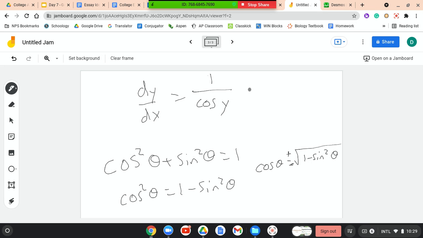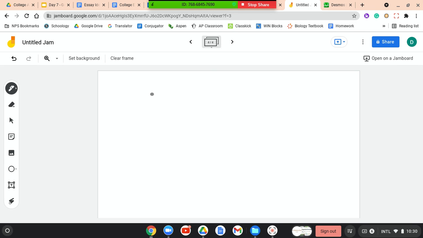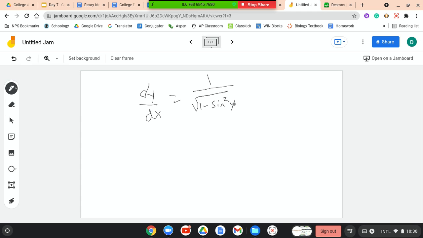But remember, on the interval we've chosen, the interval where the arc sine is defined, the cosine is always positive. So we can say that the cosine of theta is just equal to the square root of 1 minus sine squared theta, because it's never going to be the minus. It's always going to be the positive. So we could then replace cosine y with the square root of 1 minus sine squared y. Do we follow that? But remember our original equation, we said sine of y equals x.